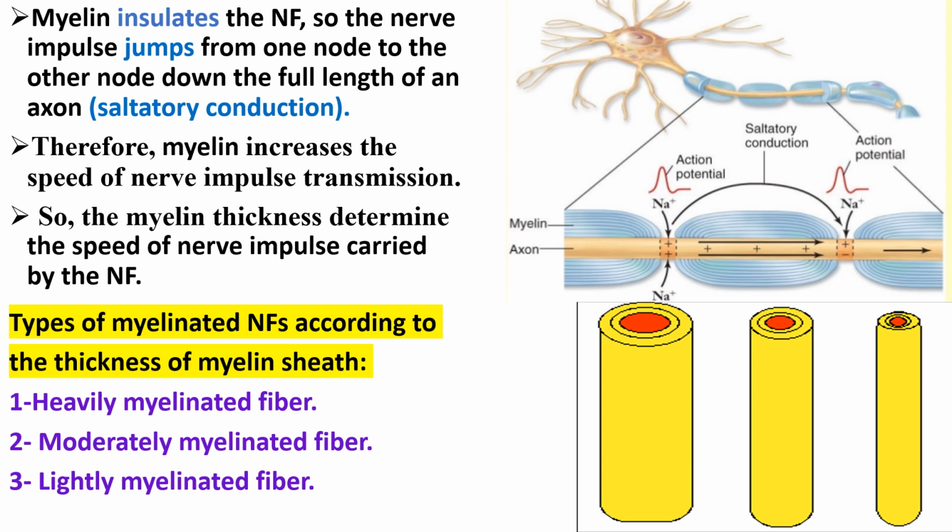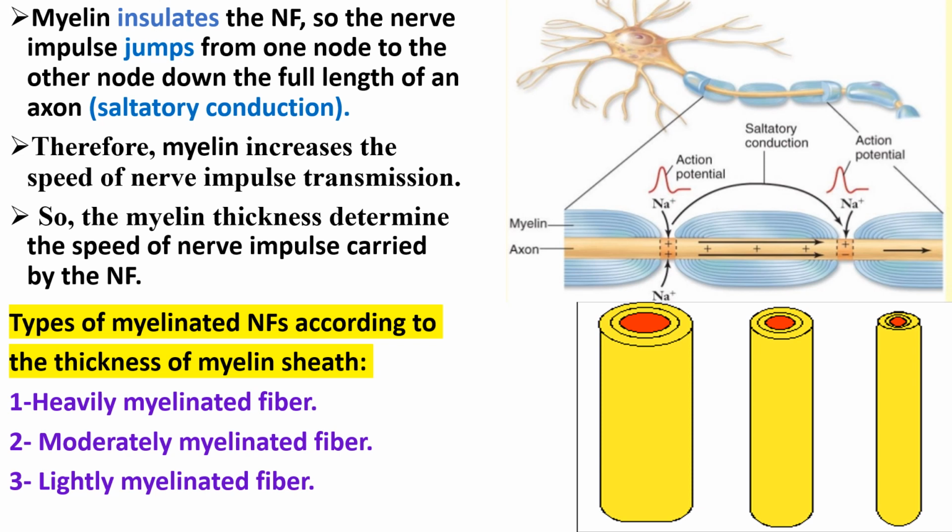The nerve impulse doesn't have to pass through the whole length of the nerve fiber. It jumps. This jumping is called saltatory conduction. Therefore, myelin increases the speed of nerve impulse transmission, because it doesn't pass through the whole length, it jumps. This speeds the transport of the nerve impulse.